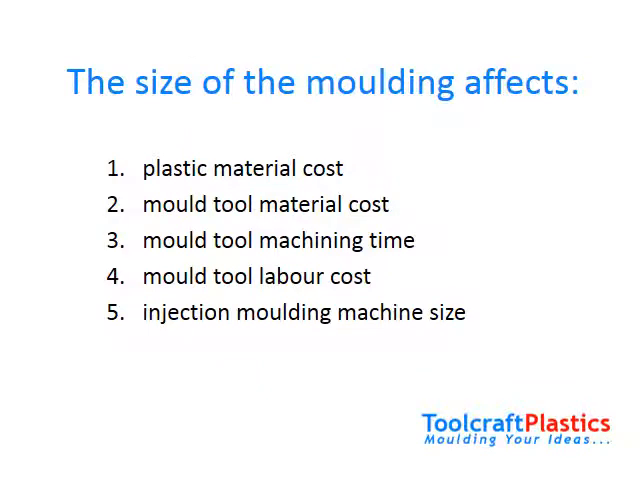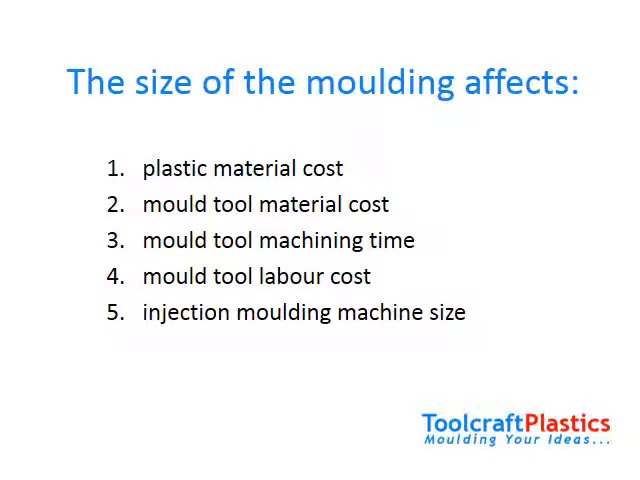The size of a moulding affects 1. The plastic material cost. The size of the moulding obviously determines the amount of plastic material needed to make it, and so the bigger it is, the higher the material cost will be. 2. Mold tool material cost. The size of the moulding affects the size of the injection mold tool. A bigger moulding will require a bigger mold tool and so will cost more steel or aluminium to make the tool. 3. Mold tool machining time. A larger mold tool will take longer to CNC machine and so will be more expensive.